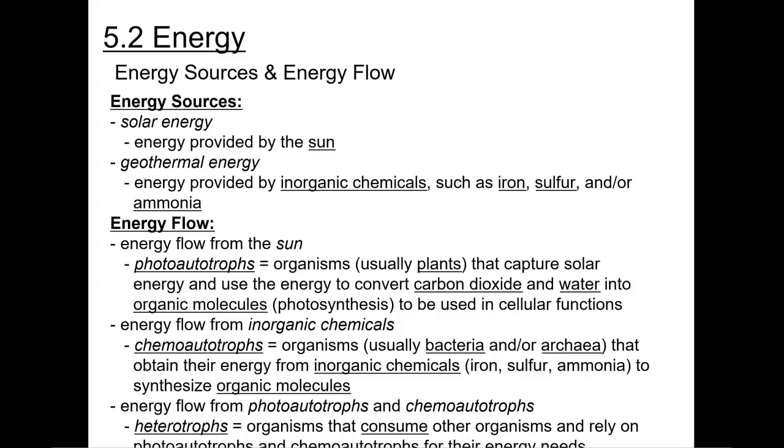You can also have energy from inorganic chemicals, like we just said, and these organisms are going to be referred to as the chemoautotrophs. These are going to be things such as bacteria and archaea that are able to obtain their energy from inorganic chemicals like iron, sulfur, and ammonia, and take those chemicals and make organic molecules out of them. So energy flows from these two primary sources, the photoautotrophs and the chemoautotrophs, to another organism that will then eat them. Those organisms, like I said with the cow as the example, are going to be your heterotrophs. They basically consume other organisms and rely on photoautotrophs and chemoautotrophs for all of their energy needs.